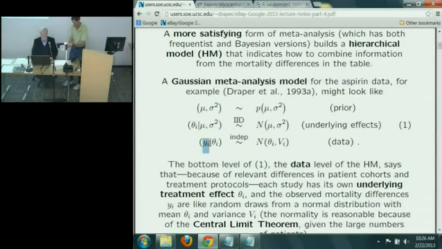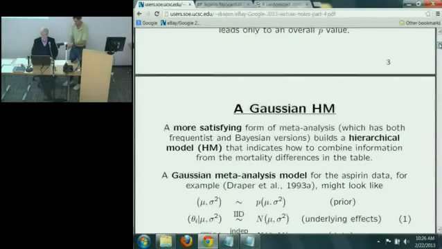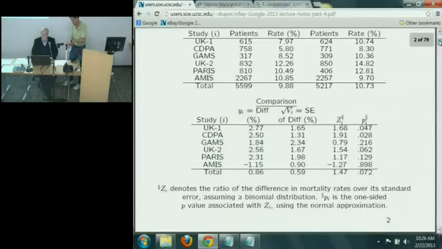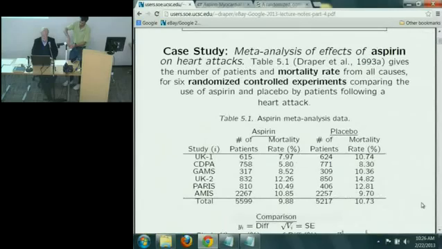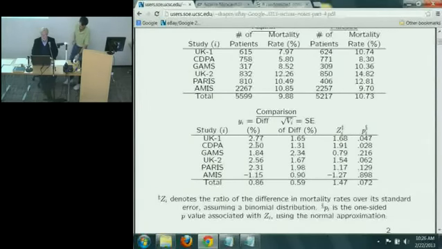So our basic story is to think that y sub i, which you'll recall is the difference of placebo minus aspirin for study i in the observed mortality rate expressed in percentage points. So y sub 1 is 2.77, and y sub 2 is 2.50, and so on.